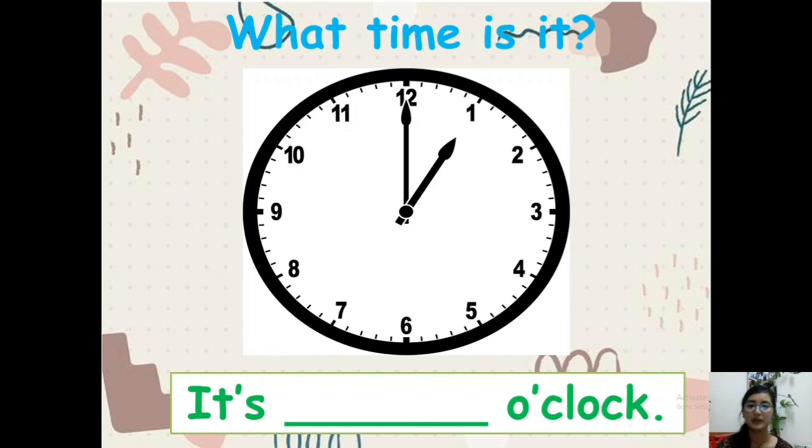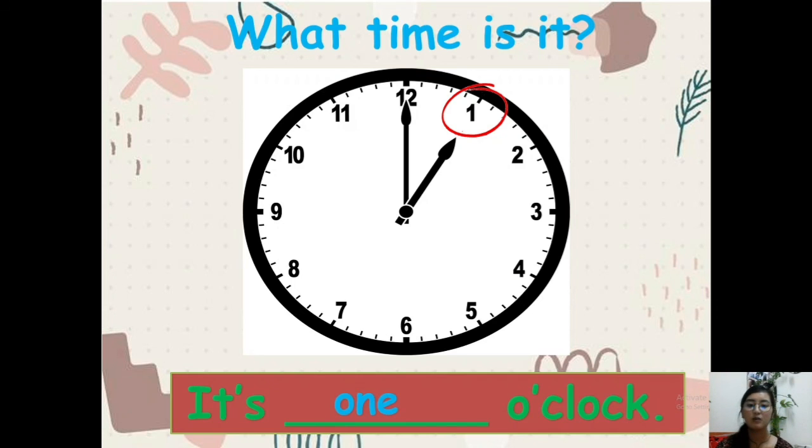How about this one? What time is it? Look at the clock. The short hand points to 1. The time is, it's 1 o'clock.